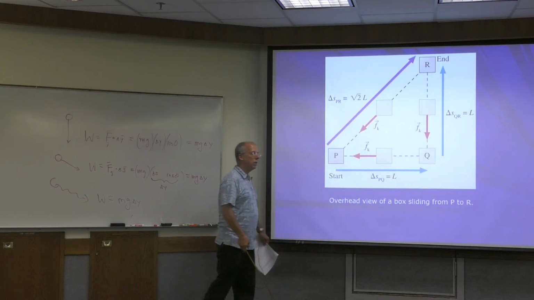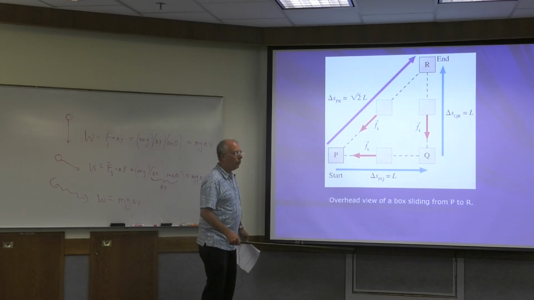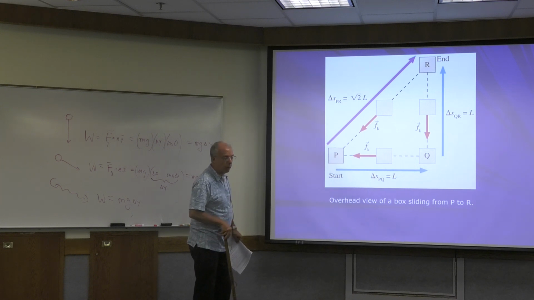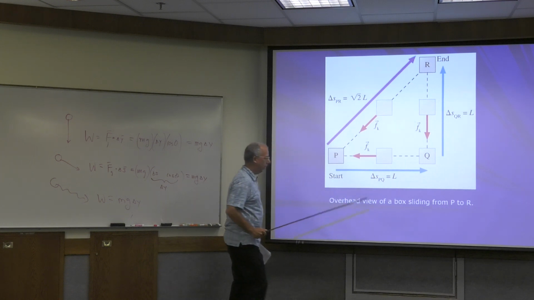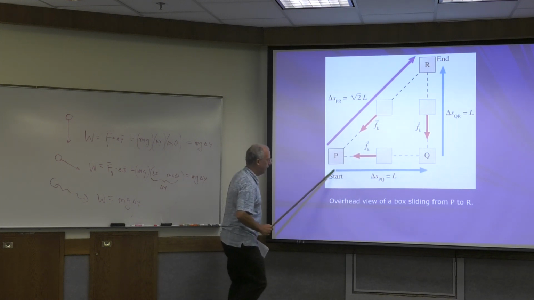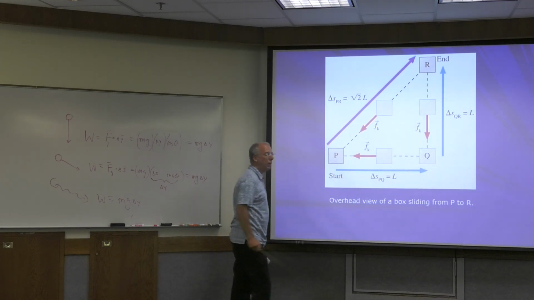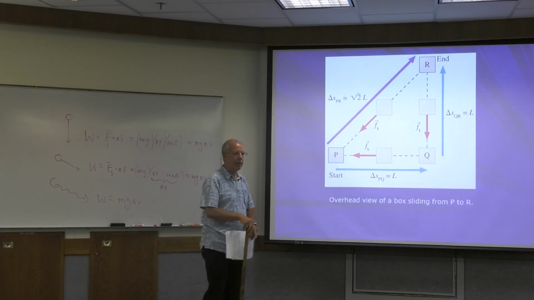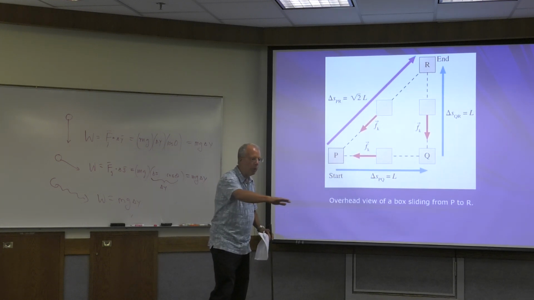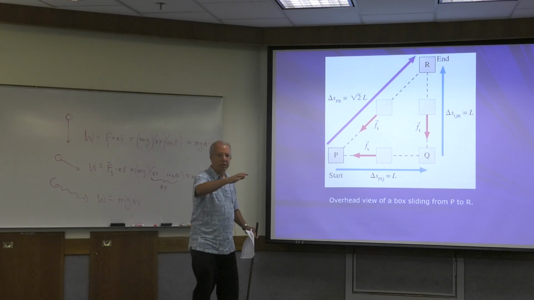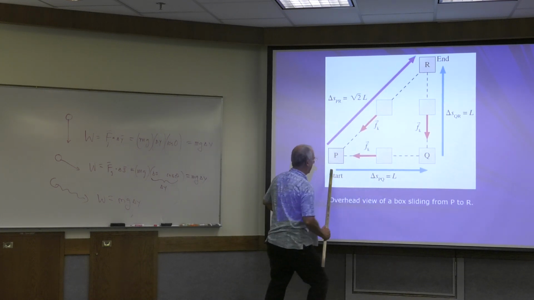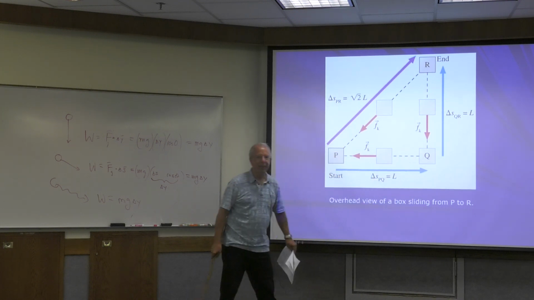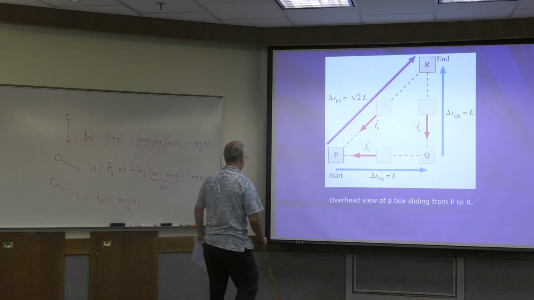So the question is, what do you think? Do you think the work done by the frictional force is the same for this path and this path? Just think if there's sandpaper over the table and you have a block with sandpaper on it. Do you think the work is going to be exactly the same? No way, right?